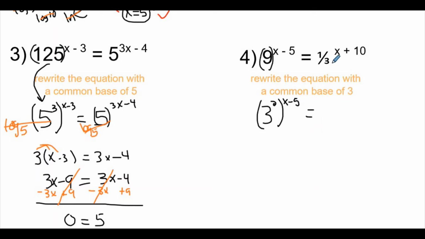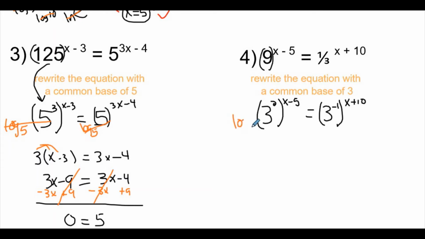But then over here, what is a third with a base of 3? That's 3 to the -1, right? Because -1 would mean I put this thing on the denominator. So it actually goes both ways. You can rewrite a fraction as an integer with a negative exponent. And then you put the x plus 10 here, and then you're going to base 3 this. That's how we say that normally.